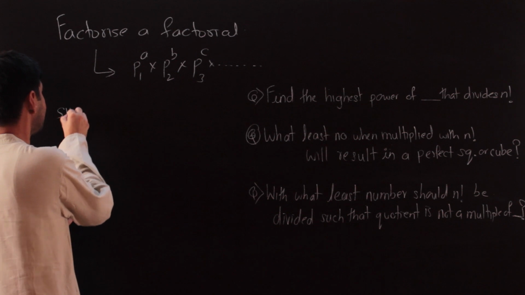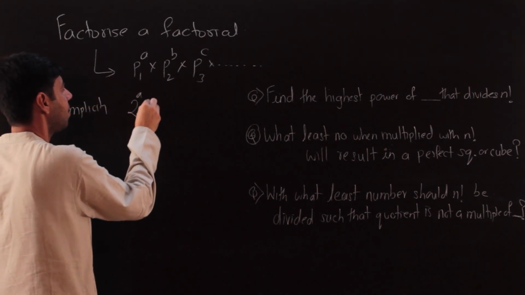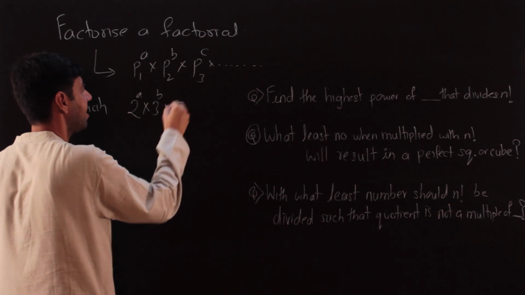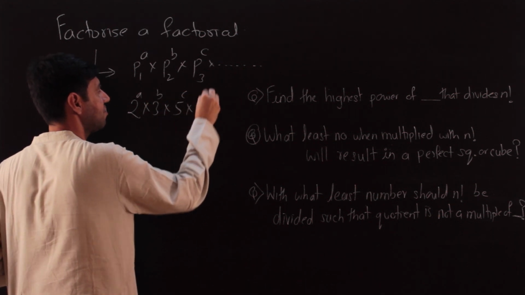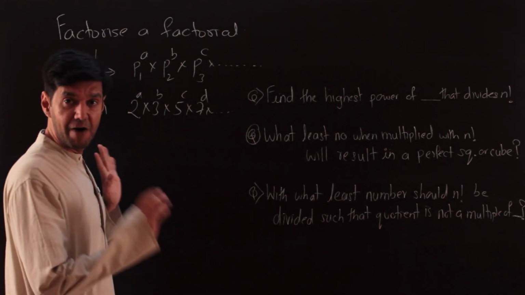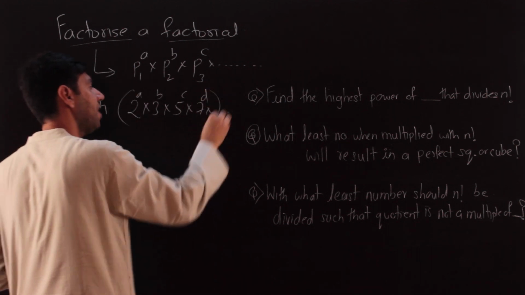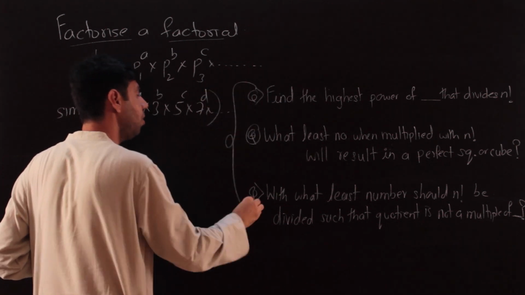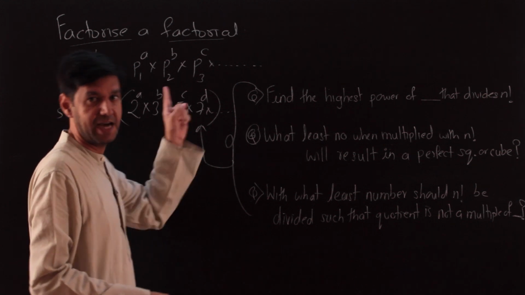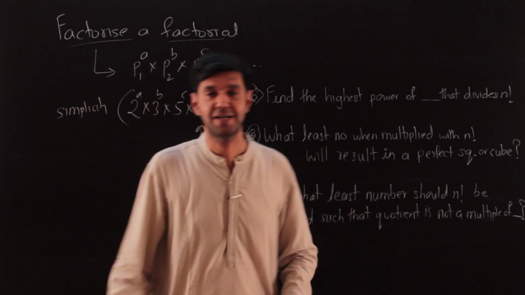For simplicity, we just take this as 2 raised to a, 3 raised to b, 5 raised to c, 7 raised to d, and so on, right? So we will learn how to factorize a factorial. Once I've arrived at this stage, all these questions we have covered in that lesson. So if you have not done that, first do that lesson and then come back and continue here.